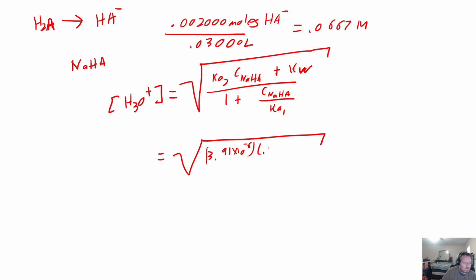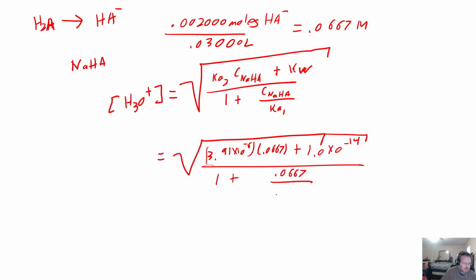So this will be 0.0667 plus, since we're going to assume we're at 20 degrees, 1.0 times 10 to the negative 14th. I ended my square root bar early. There we go. Divided by 1 plus the concentration again, 0.0667, divided by 1.12 times 10 to the negative 3.